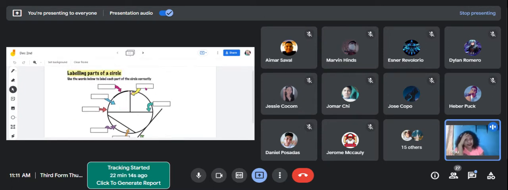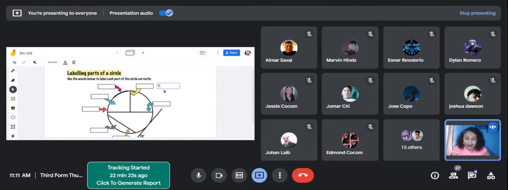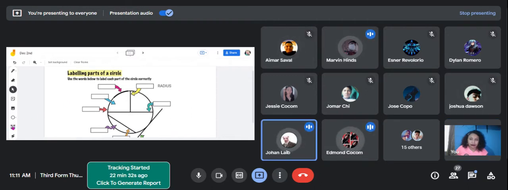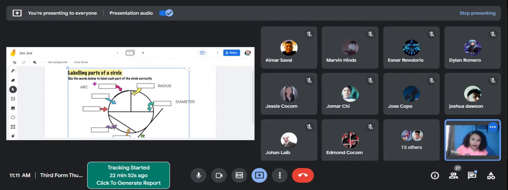So let me start with this one in yellow. What is the name of this line? Anybody? Radius, miss. Very good, radius. Very good, guys. Okay, what about this one over here in blue? Diameter. Diameter, very good. This one over here in pink. The arc. Arc, very good. This one is called arc.